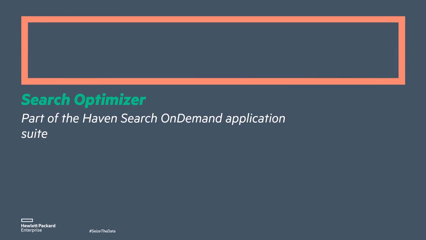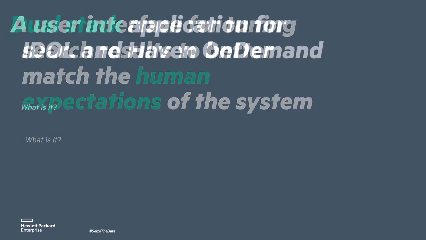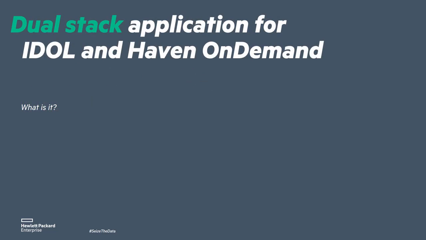So we're going to start with Search Optimizer. So what is Search Optimizer? It's our data administrator user interface. It is for tuning your search results to better match the human expectations of the system. As I touched on a minute ago, it's also a dual stack application. So you can use it on Haven OnDemand as part of the Haven Search OnDemand package. And also, if you're an on-premise IDOL customer, Search Optimizer is available to you to use.